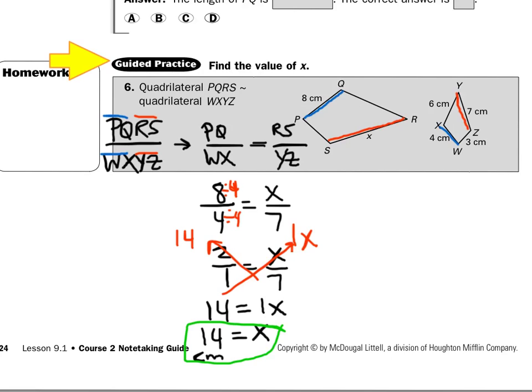Now, on the movie clue, I want you to circle the word quadrilateral in red.